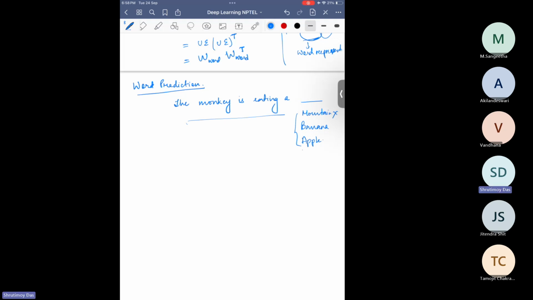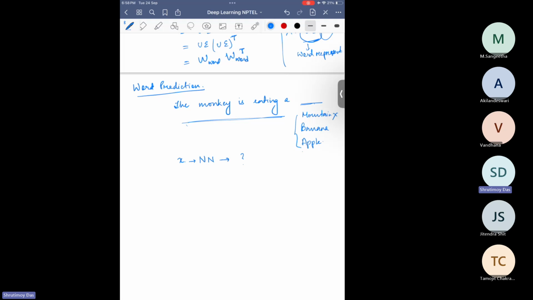So this is your traditional classical problem in machine learning. Suppose I give this as an input to a neural network model. I have a neural network here. I give this sentence as an input, and then it will tell me what the next word is. That is basically a classification problem. You have to classify what the next word is. So quick question to you, what is the number of classes here?